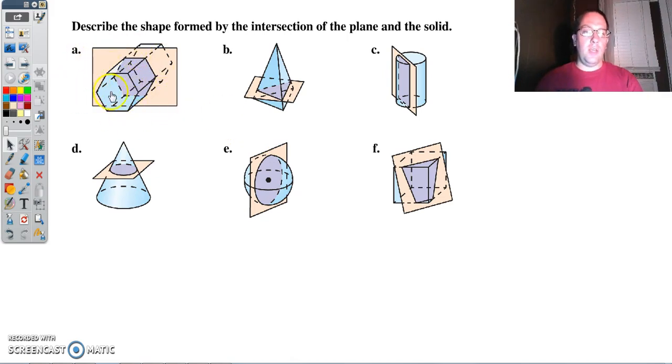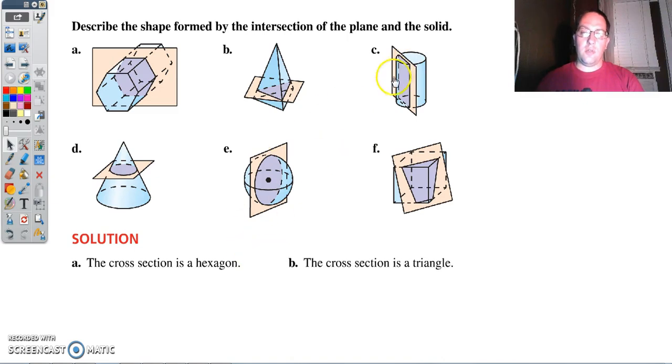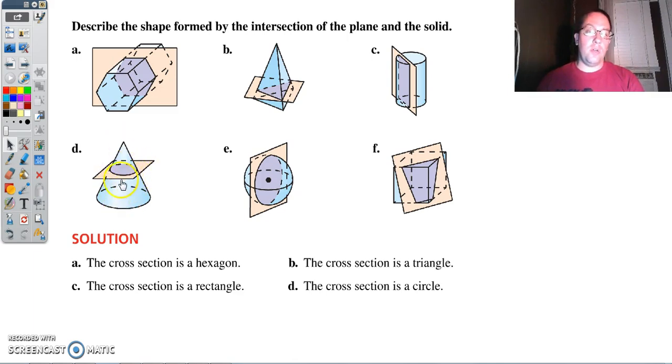So here we have a hexagonal prism being cut by a plane, and we get a hexagon. Always? No, not always. Here we have a triangular pyramid cut by a plane, and we get a triangle. Here we have a cylinder cut by a plane. It's parallel to the bases, and that is a rectangle. You can see it right there. A little hard to see from the angle there. Here we have a cone, and it gives us a circle. Does it have to? No, but it's parallel to the base, so it gives us a circle. If it was at an angle, it would be an oval.